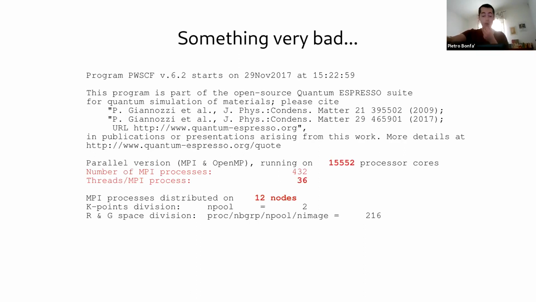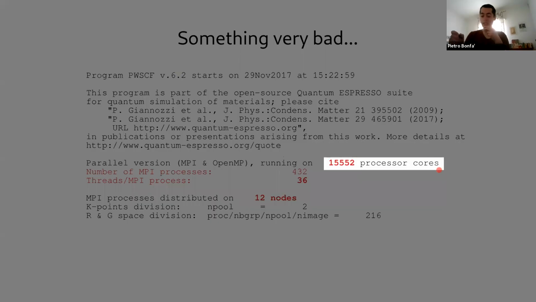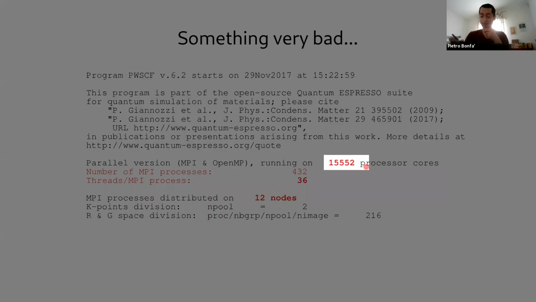Very quickly, this happens so often that I always feel obliged to mention it. Look at this example. It's really happening quite often. In the top part of the output, you see the number of nodes that Quantum Espresso is using, this is a very old version by the way, and it also prints the total number of processor cores that it believes it found. But clearly there is a problem here. There are no 15,000 processes in 12 nodes, right?